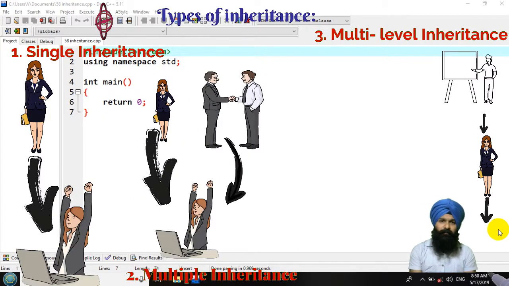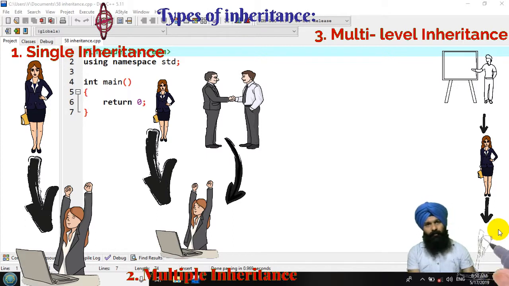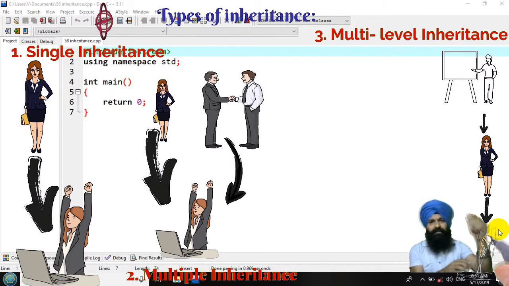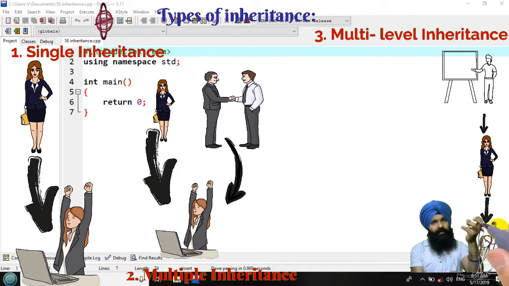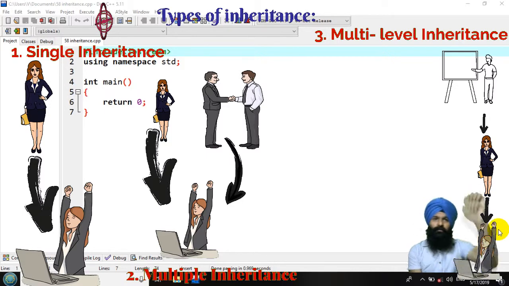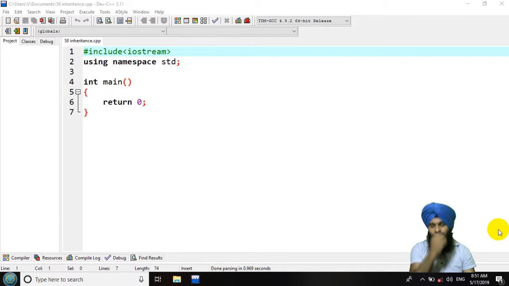And the third is multi-level inheritance. In multi-level inheritance, the hierarchy would be like this: the destination class is going to access some of the properties from the source class, just like in single inheritance. But here we have an add-on: that base class is again dependent upon some other base class. So in this, we have a hierarchy. Not a hierarchy, I mean we have levels.